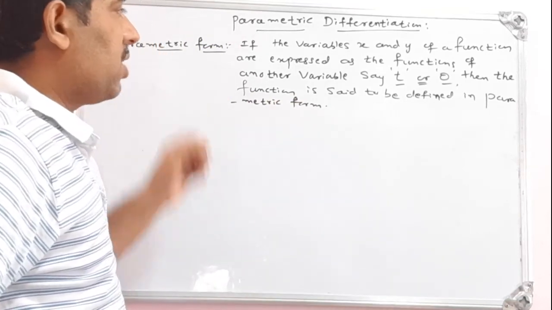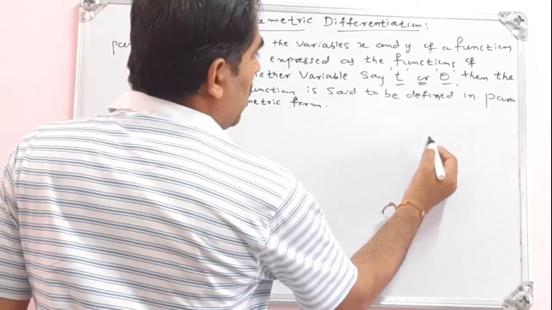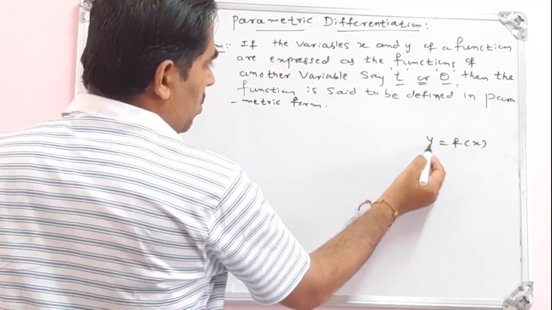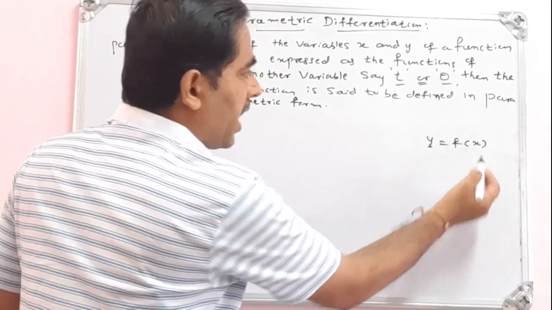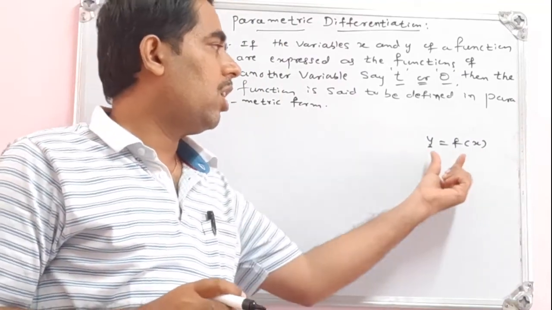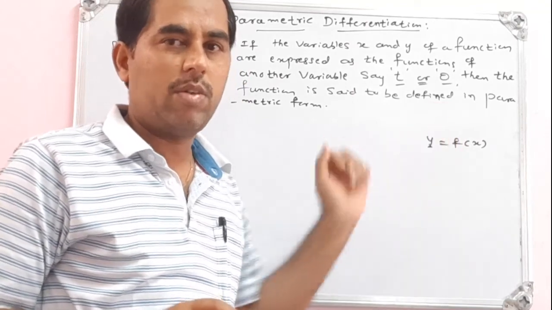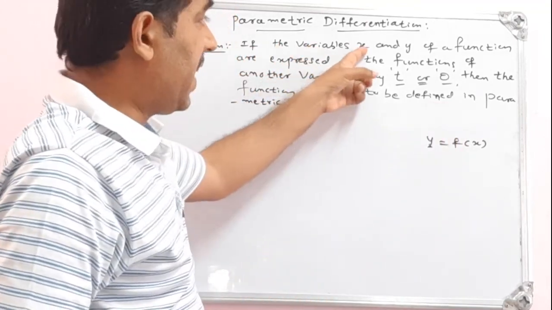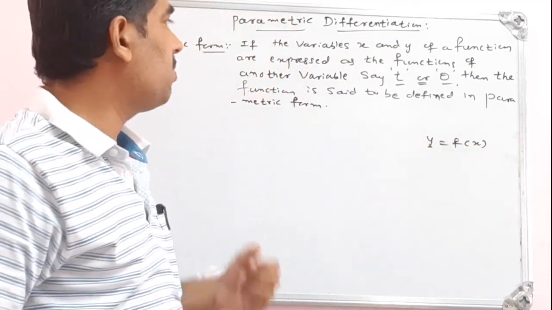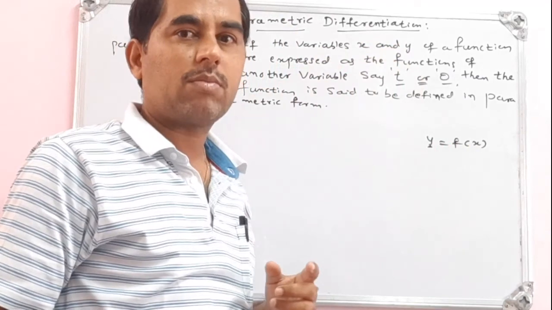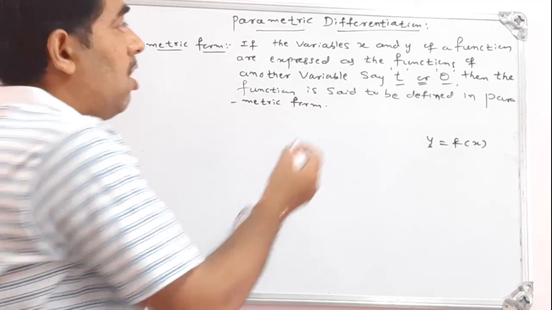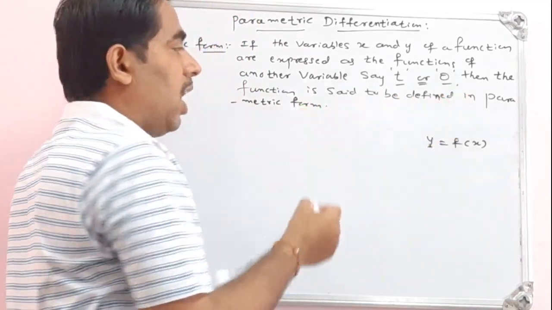Parametric form means, so we know functions of the form y is equal to f of x, where y is called the dependent variable and x is called the independent variable. Whenever we write a function, make sure it is of the form y is equal to f of x. Now, the variables x and y of a function are expressed as functions of another variable.